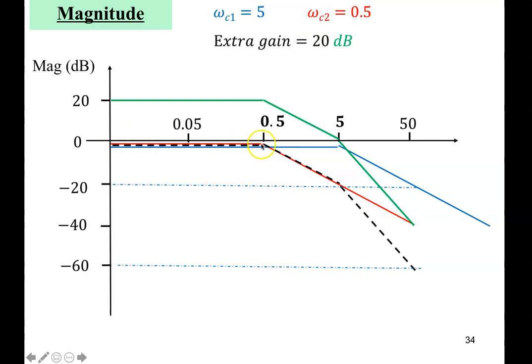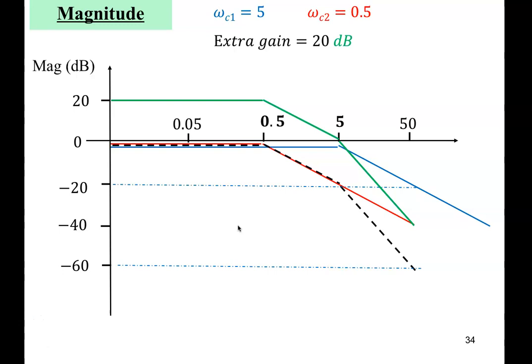So I have the black dotted line for G1 times G2. Then because the overall gain is a positive 20 dB, I need to add positive 20 dB to the black dotted line. If it was negative, then this graph would have to move down.